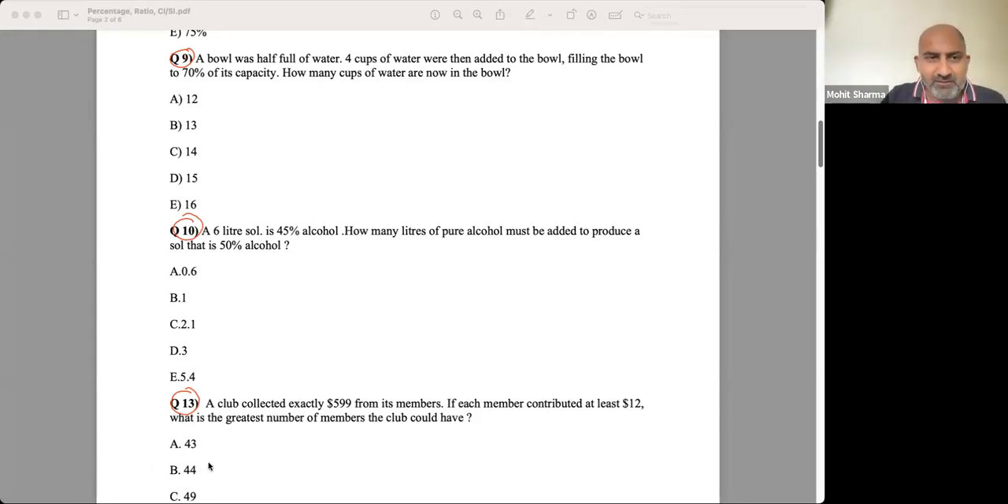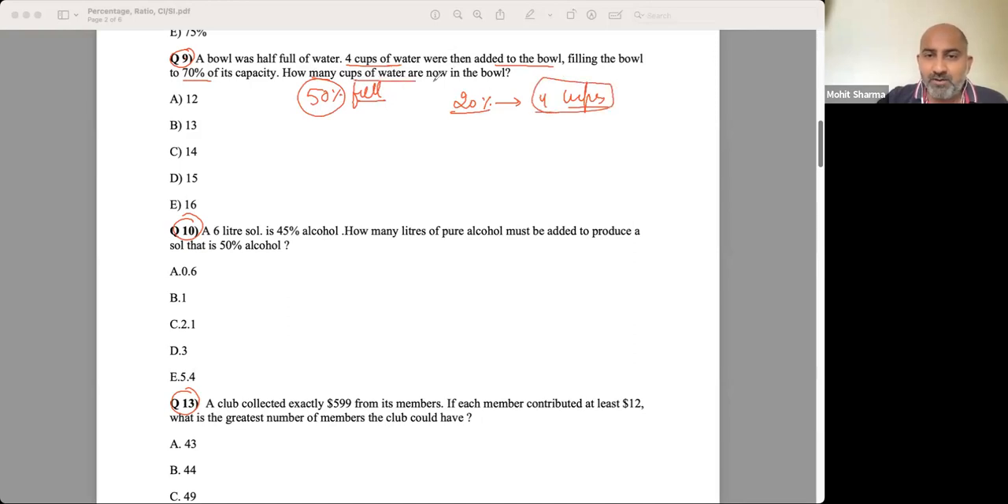So comparatively easy questions. Can we say that? Yes, sir. Okay. So let's see the ninth. The bowl was half full of water, so 50% full. 4 cups of water were added to the bowl, filling the bowl to 70% of the capacity. That means 20% is equal to 4 cups. 4 cups increase the capacity from 50% to 70%. So 20% is equal to 4 cups.